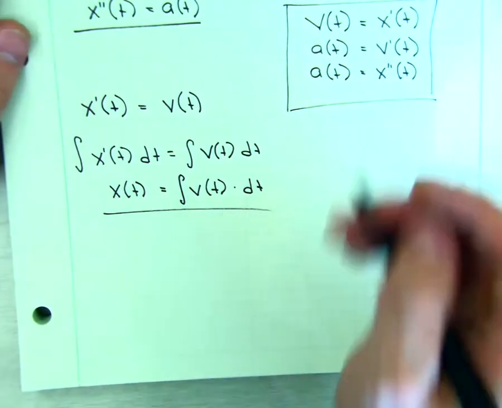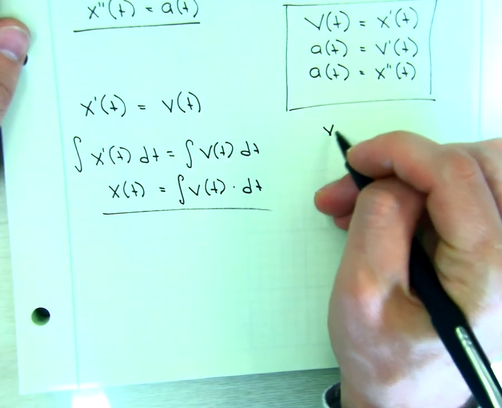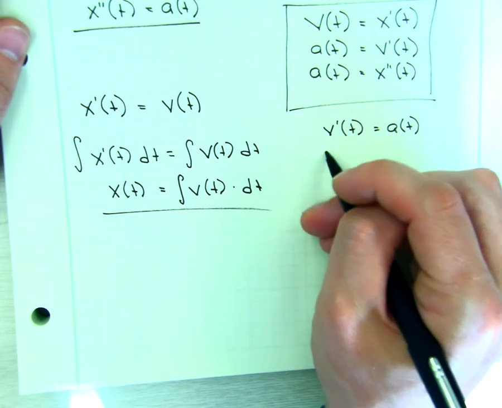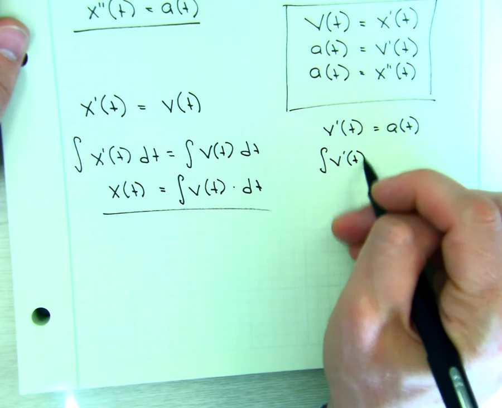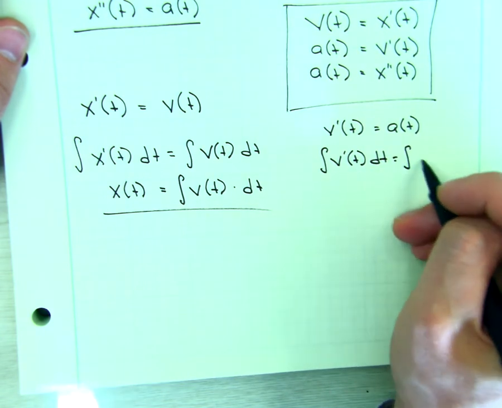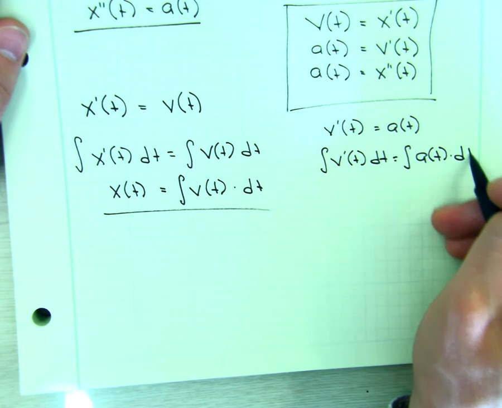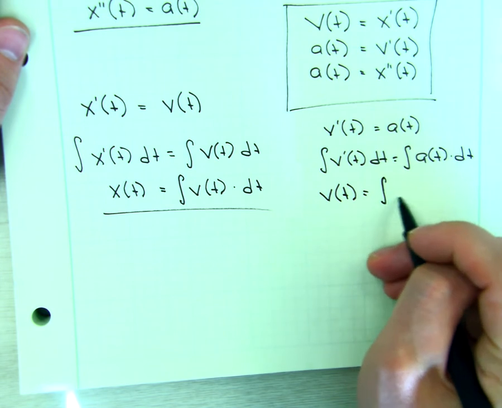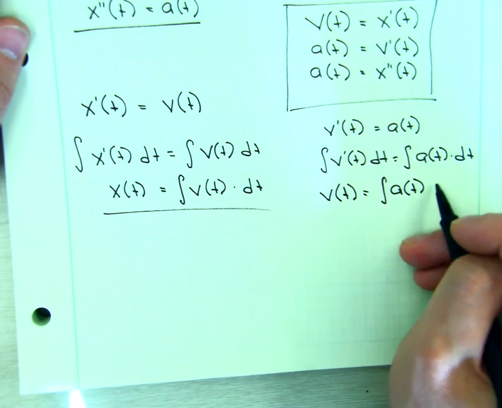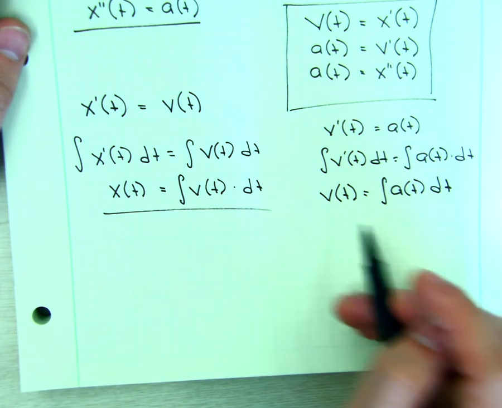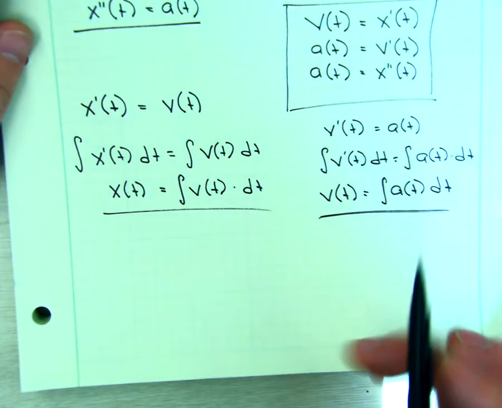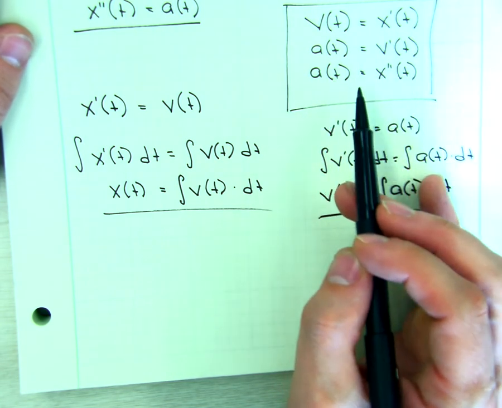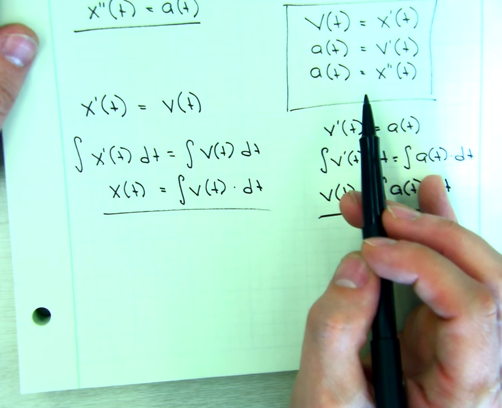Now I can continue this on. I can do the same thing with v prime of t, which is equal to the acceleration, a of t. So if I integrate both sides, integrate v prime of t dt and integrate a of t dt, this simplifies down to v of t equal to the integral of the acceleration function dt. Cool. Now we're getting close. The last one I'm going to shelve for a little bit, because you basically need to take the double integral.